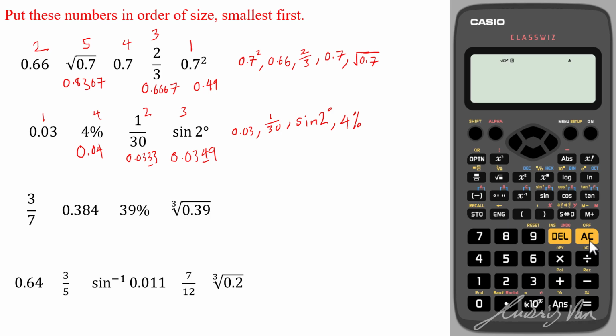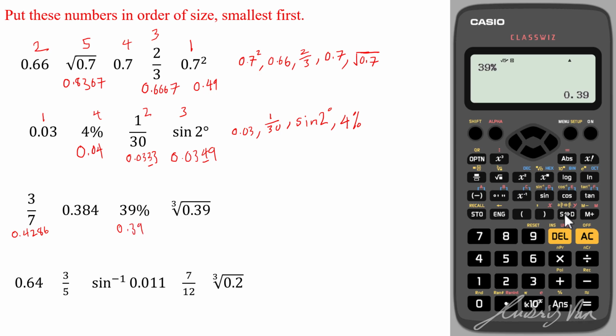Moving on, 3 over 7, equal 0.4286, 0.384 is 0.384. 39%. Remember, we have to type shift and press percent equals 0.39.